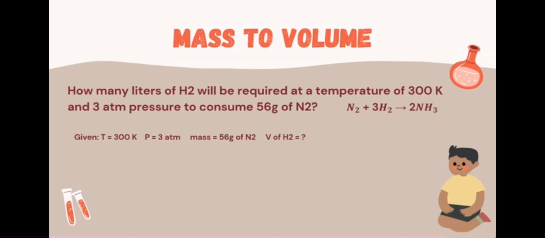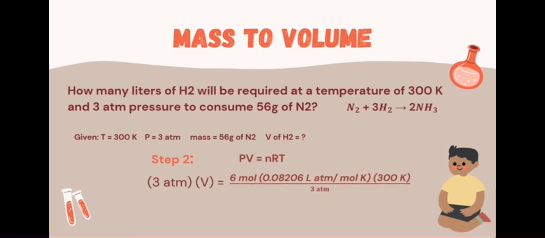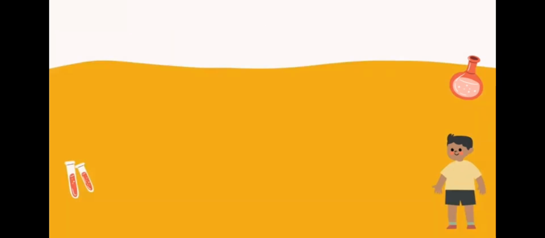After finding the moles of hydrogen gas, we can now convert it to liters. Since it is not at STP, or standard temperature and pressure, we can use the ideal gas law to find the volume. So 3 atm times volume equals 6 moles of hydrogen gas times 0.08206 liters atm over mole K times 300 Kelvin, over 3 atm. So now we have 49.2 liters of hydrogen gas.